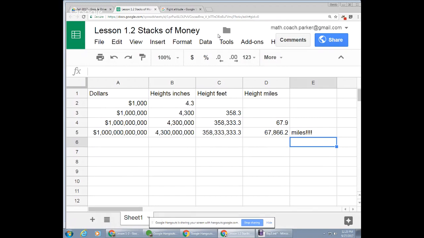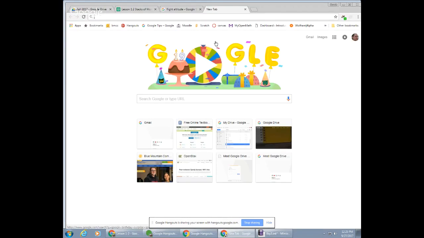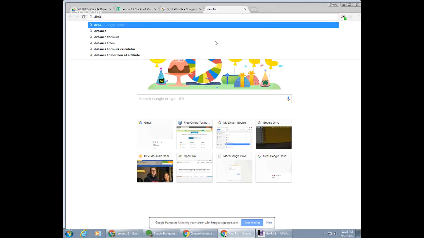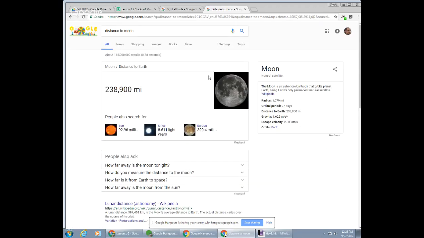Man, that's a lot. How far is the moon? Let's see, distance to moon. The moon is 200,000 miles. Let's see, 67,000 is close to 70,000. 23,000 is close to 21,000. So that would be like what, three of these stacks would make it almost to the moon. 4 of them would go past the moon.